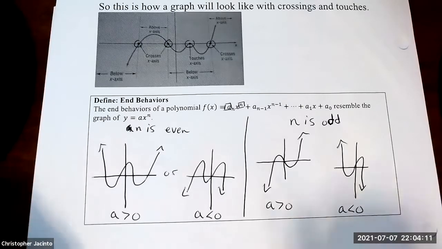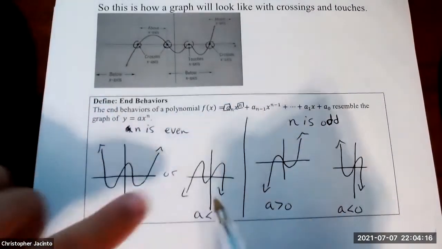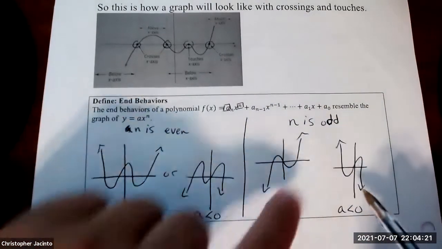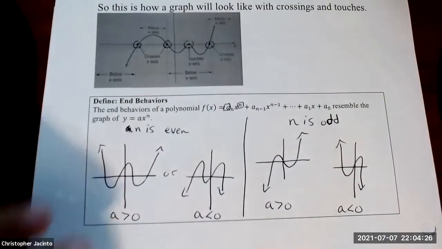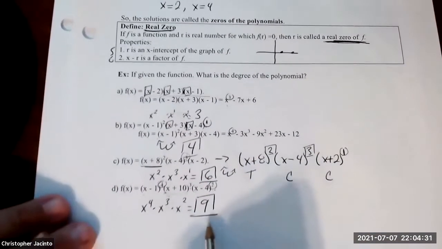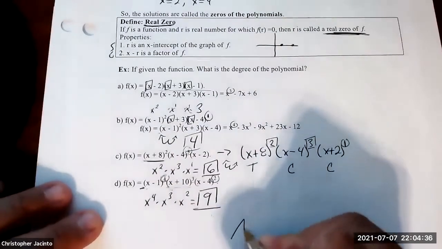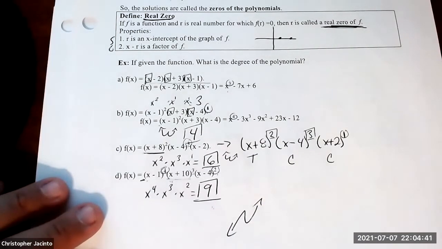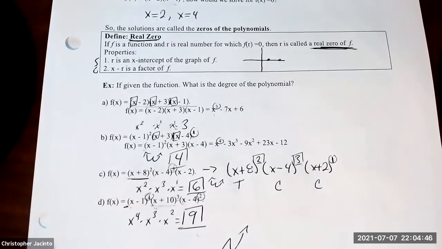So again, it's going to be the same situation. If it's even, both arrows are pointing the same direction, either all up or all down. If n is odd, they're going in opposite directions at the end. So if we go back to our little example here, what that means is D will look like an odd behavior. And since it's positive, it's going to look like this at the end behaviors, kind of like an N. So a lot of stuff happens with just figuring out one single number.